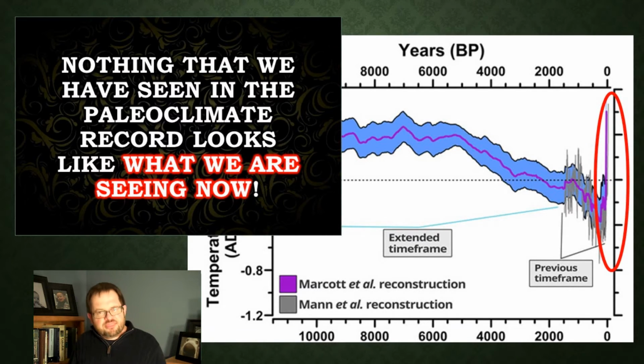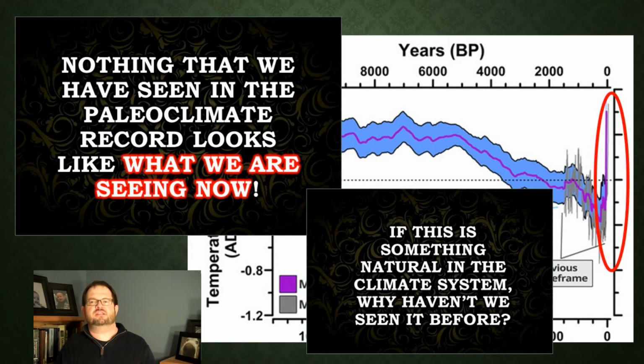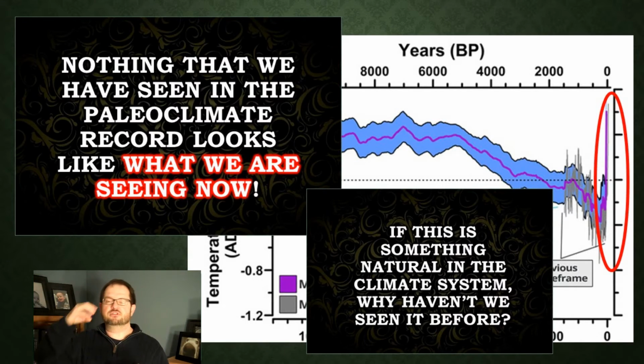There's literally nothing in the paleoclimate record of the last 10,000 years, 100,000 years, 10 million years that looks like what we're seeing now. If there's some internal variability, some kind of process that goes on that just every now and then makes the climate warm up a few degrees globally, how come we've never seen it before? Okay? That seems really weird. If this is something natural in the climate, where's it been in the past? Okay, that is a pretty good reason to suspect that this is not a natural internal variability of the climate system.